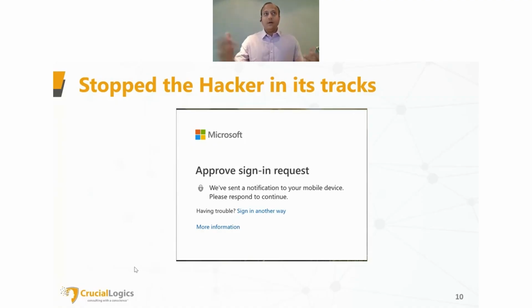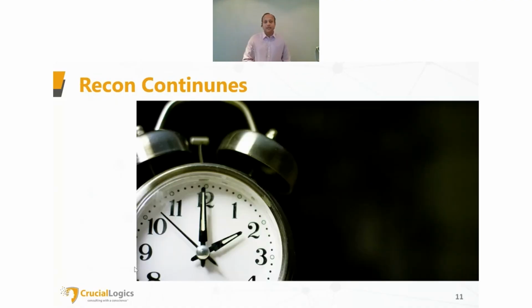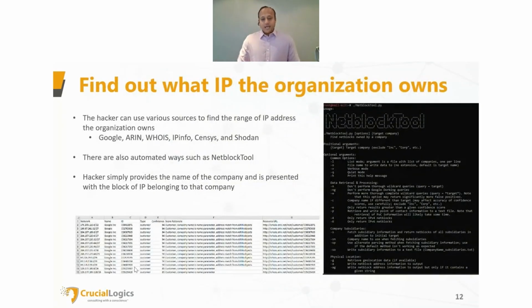Now what do we do? Well, the attacker doesn't just give up. The recon continues. What the attacker then does is they try and figure out what ranges of IP addresses an organization owns. And that's not private information. Unfortunately, you can use Google, ARIN, Whois, IPinfo, Censys, Shodan. There are a number of ways that you can find out what block of IP addresses an organization owns.